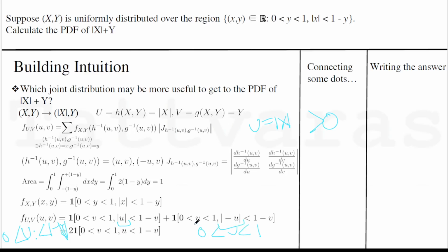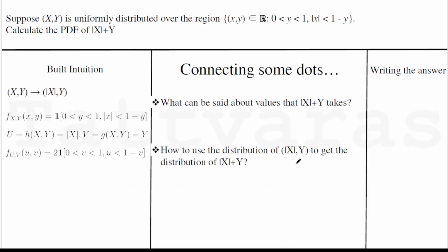That's sufficient for now. And if we are concerned with the marginal values that u can take, it is again easy to see that as v is varying from 0 to 1, when we vary the role of v in this inequality, u marginally also takes values in 0 to 1. Now, we know about this joint distribution and we can connect some dots now.